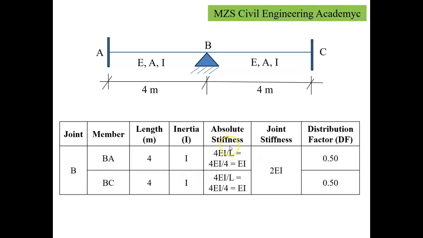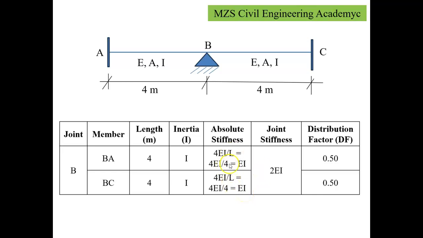Absolute stiffness will be equal to 4EI by L. How am I getting this 4EI by L? I will go to the joint B and look towards the joint A. Joint A is fixed. That's why the stiffness will be 4EI by L. Now talk about the member B to C. Once again, I will go to the joint B and look towards the joint C. C is fixed here. That's why here I will consider 4EI by L. Then the ratio comes to be EI.